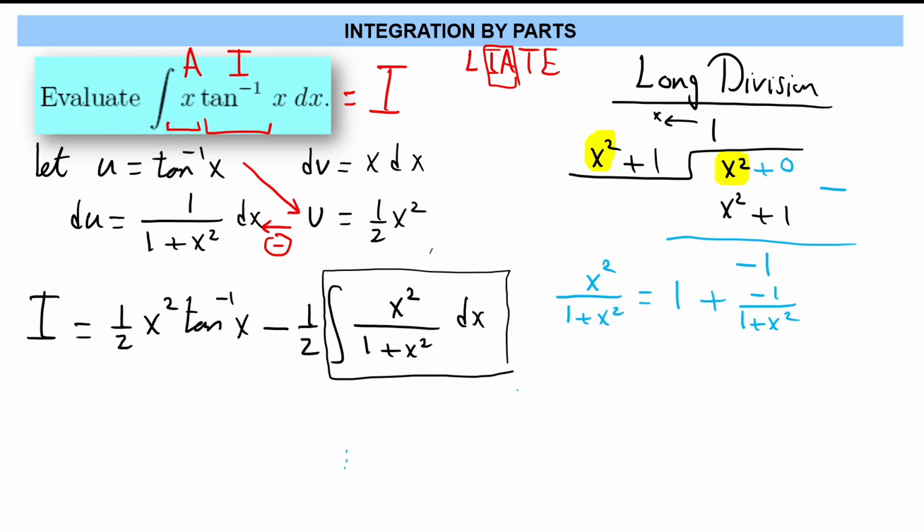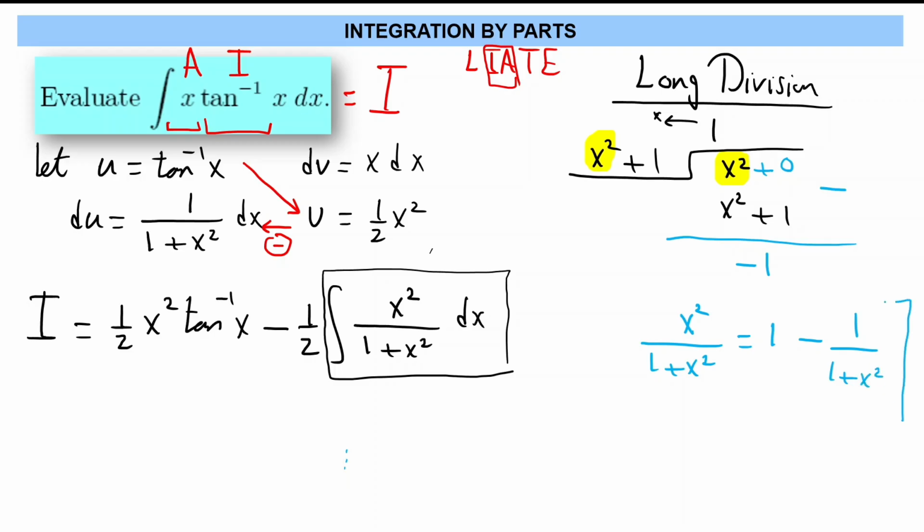So see, what do we have? Now in this integration, this is what I have as the division. Just write it a bit here to the side. So I have x squared over 1 plus x squared equals the quotient 1 plus the remainder, which is negative 1 over 1 plus x squared. Now this is the function we have here. Now the operation here is subtraction. Can I distribute the integration over subtraction? Yes.